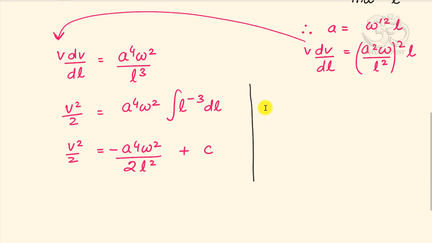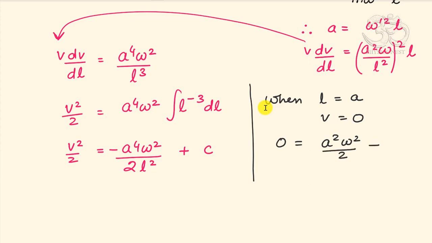so please have a look at the right hand side. When small l is equal to A, V is equal to 0. This gives you 0 is equal to negative a squared omega squared by 2 plus c. So therefore c is equal to a squared omega squared by 2.